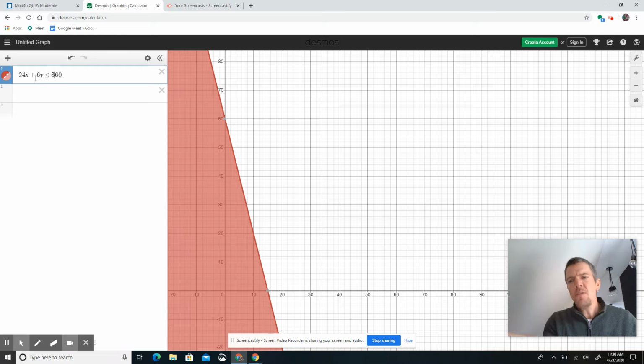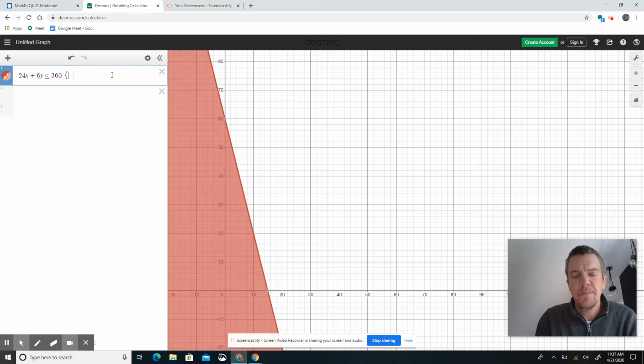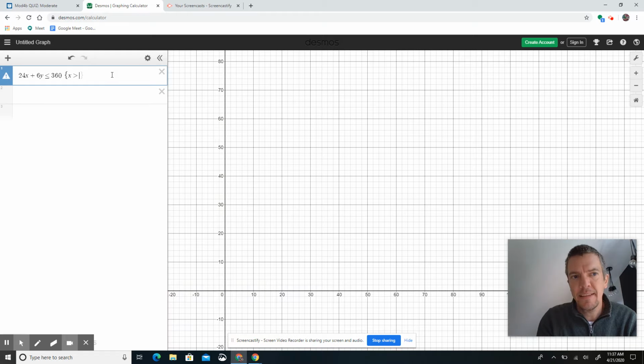Now, if we had no dog pens and no cat pens, can they fit? Absolutely. It's a possibility, right? We see this shading happening because all of these underneath the line are possibilities. But let's use Desmos real quick to add in some restrictions here. X has to be greater than or equal to 0, and so does Y. Y has to be greater than or equal to 0.